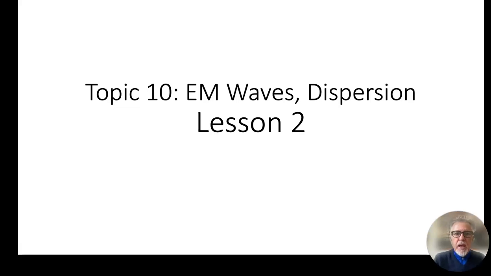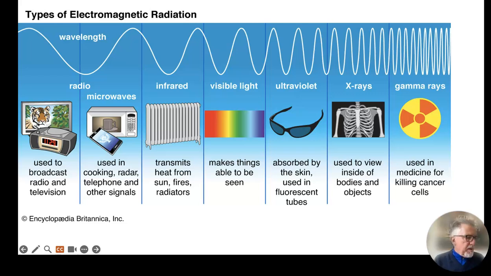So let's do that. The first thing you should know is that light is a form of energy, and we call it electromagnetic radiation. So that's the first thing to understand, that light is a form of energy. Second, light behaves as a wave.